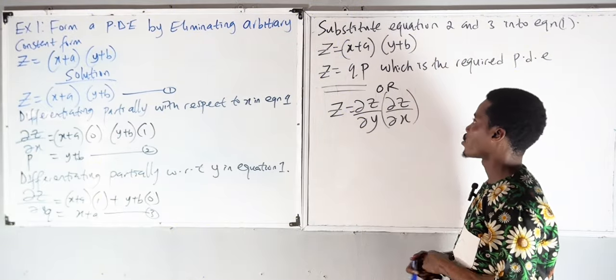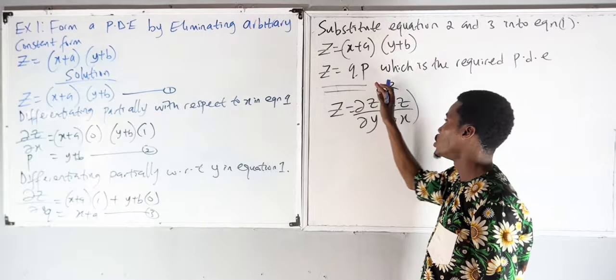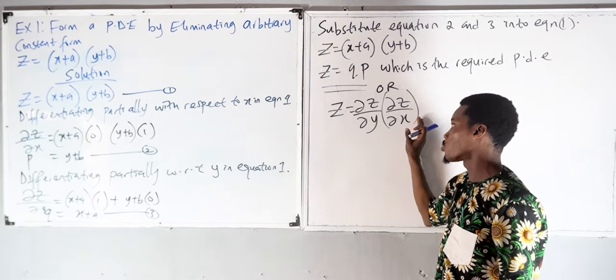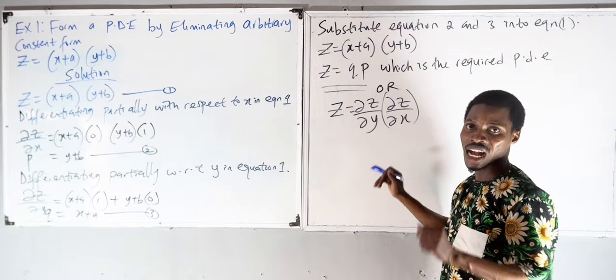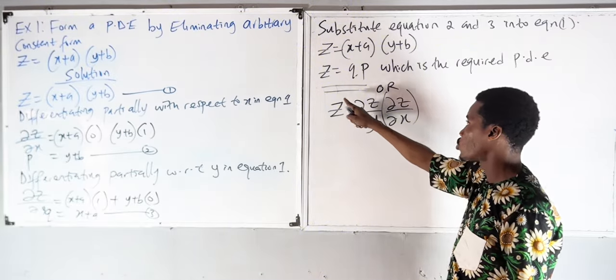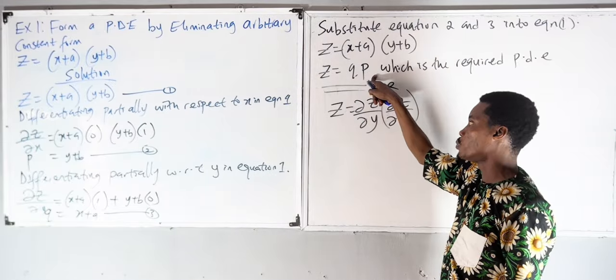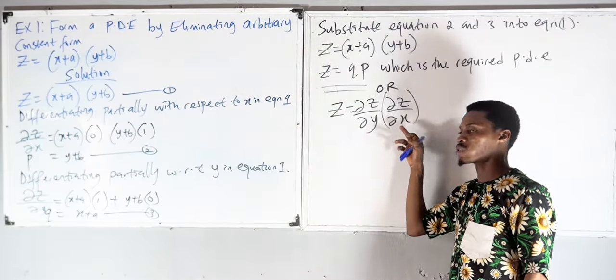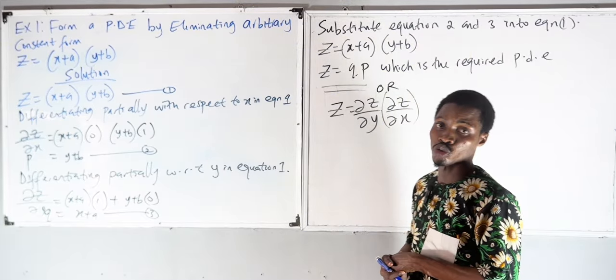So it means I have formed a PDE by eliminating the arbitrary constants. You can see that in the newly formed PDE, I do not have a and b. I've removed a and b from the given relation, and I get z as qp, or z equal to partial z over partial y multiplied by partial z over partial x. This is the solution to the question.